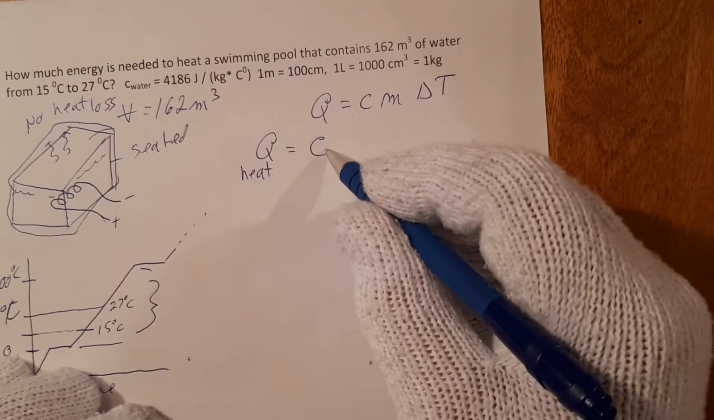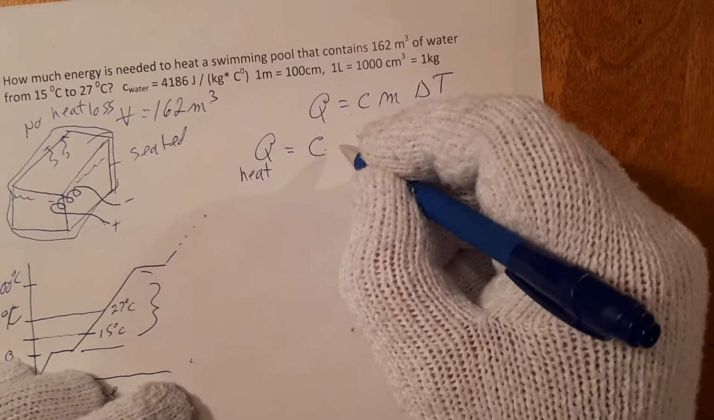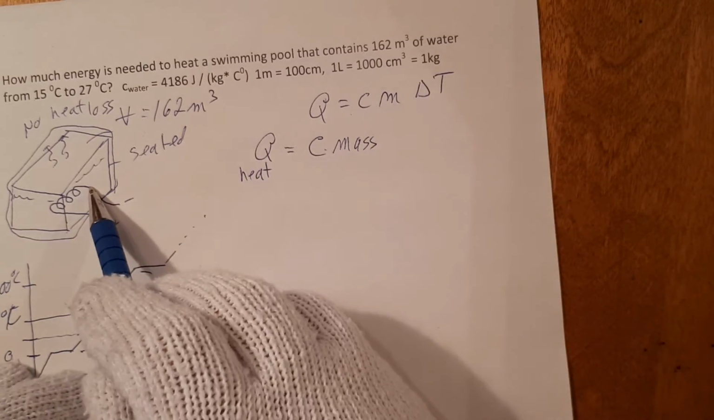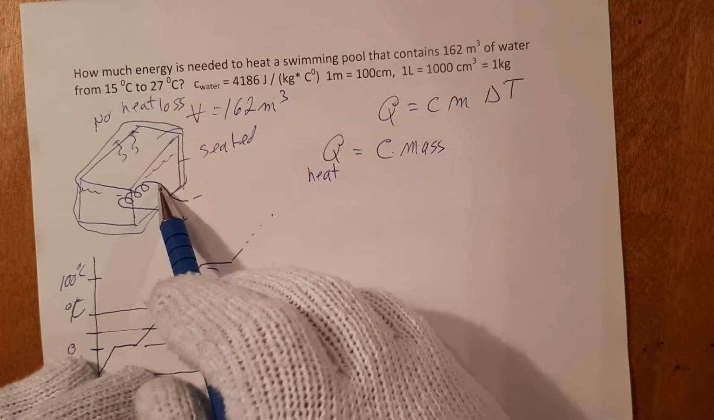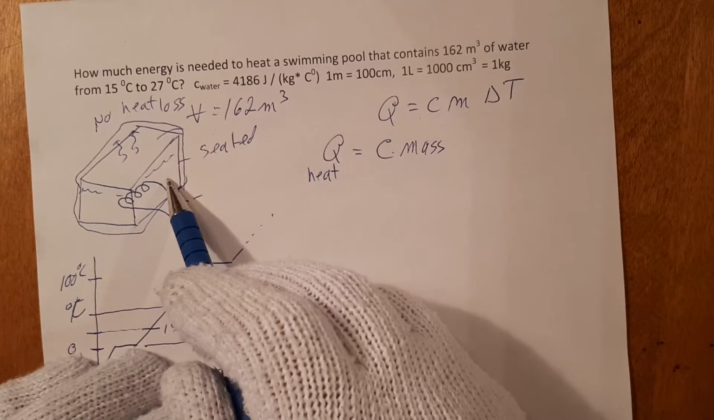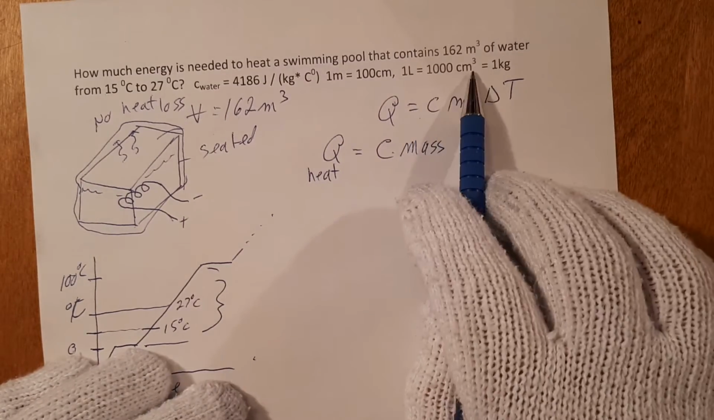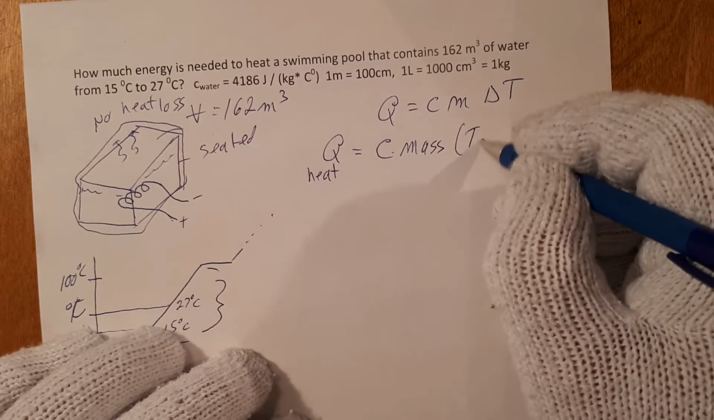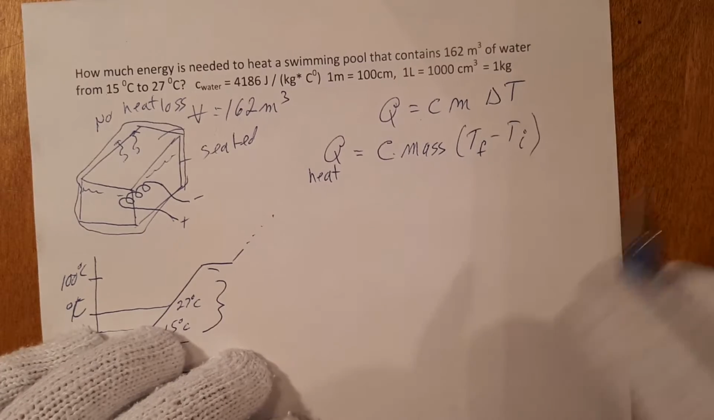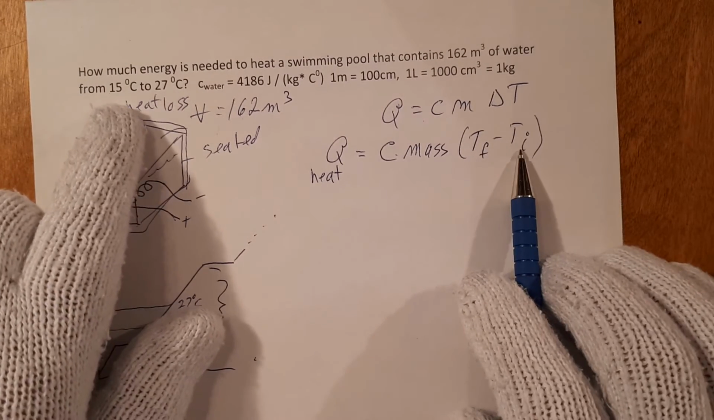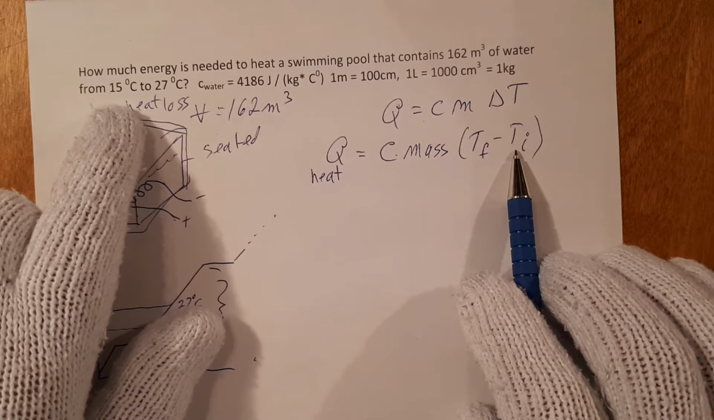So we know what C is. M represents mass. And this is the mass of all of this water. It's given to us in volume, so we just have to change that volume into mass. We have some conversion factors given to us here. And delta T, well, this is temperature final minus temperature initial. So we know our final temperature is going to be 27. Our initial temperature is 15. We can put that in here.